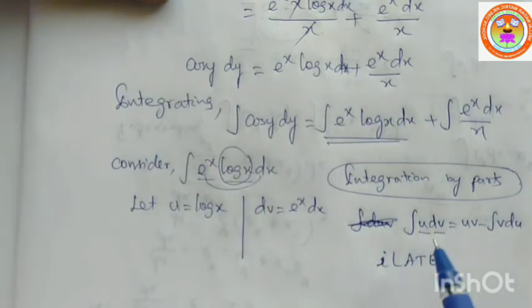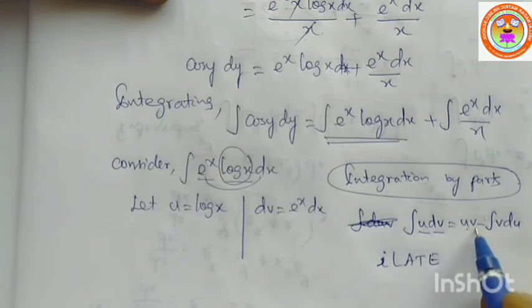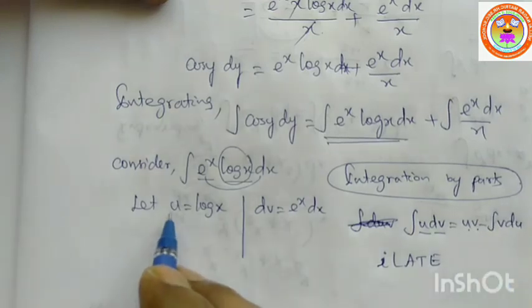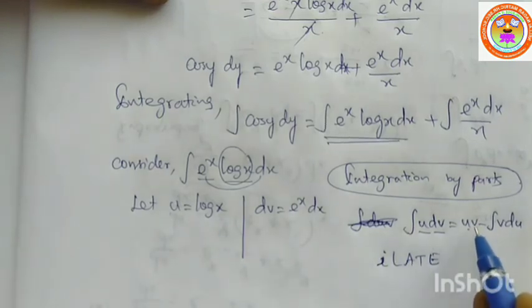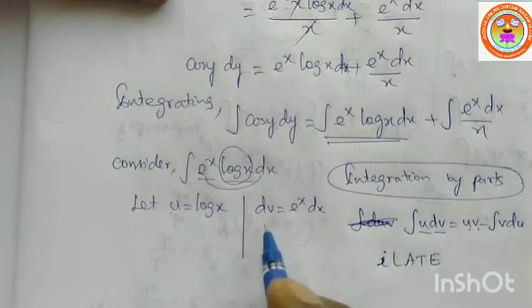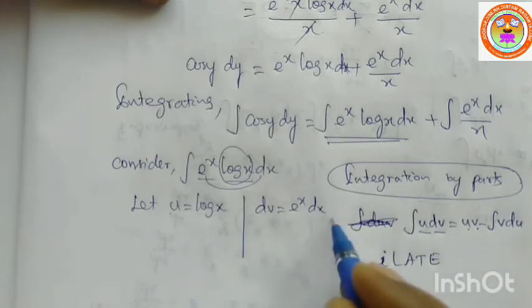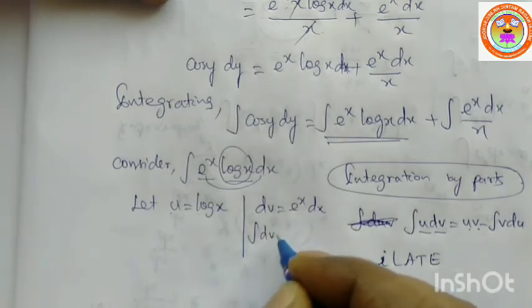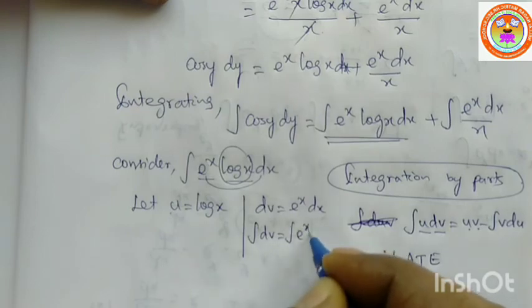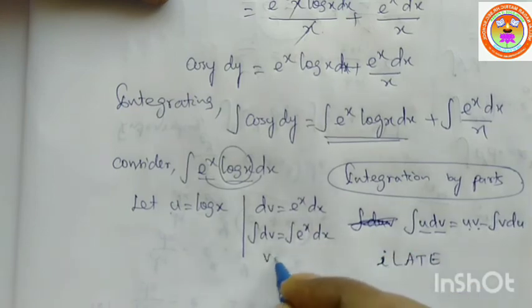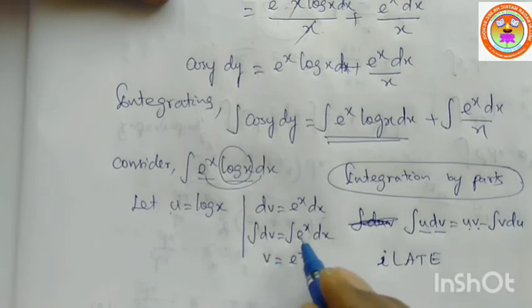Now, our aim is to get u and v. So u is there, then we are in need of v. From this dv, we can get v by integrating. So just apply integration on both sides. Integral of dv is equal to integral of e power x dx. So v is equal to e power x. Integral of dv is v. Integral of e power x dx is e power x.